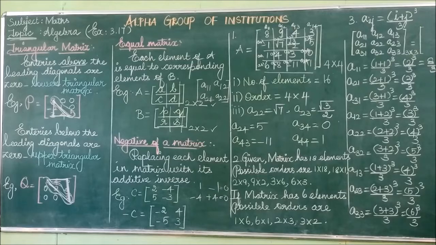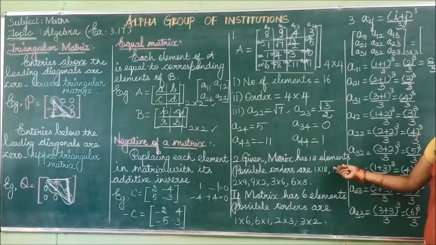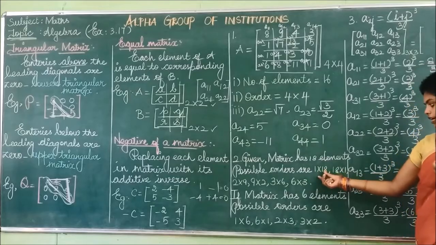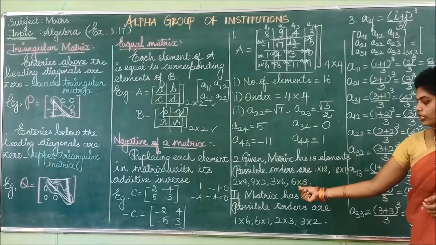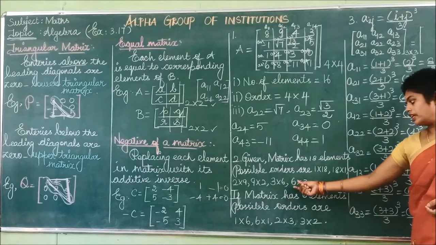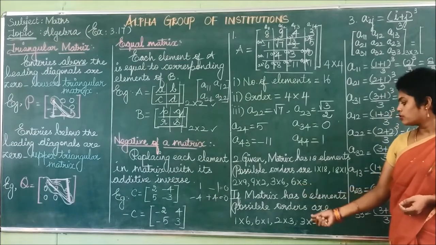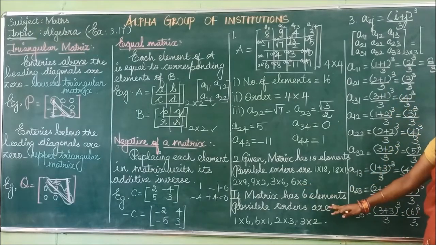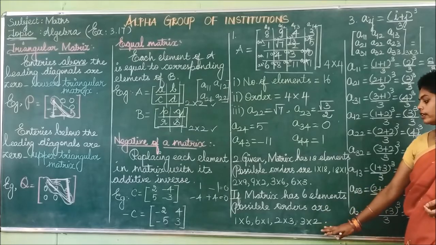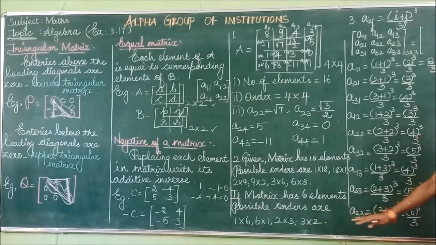If a matrix has 18 elements, what are the possible orders it can have? What if it has 6 elements? So if the matrix has 18 elements, the possible orders are 1 into 18, 18 into 1, 2 into 9, 9 into 2, 3 into 6 and 6 into 3. If the matrix has only 6 elements, then its order will be 1 cross 6, 6 cross 1, 2 cross 3, at last 3 cross 2. Then listen to the third question.